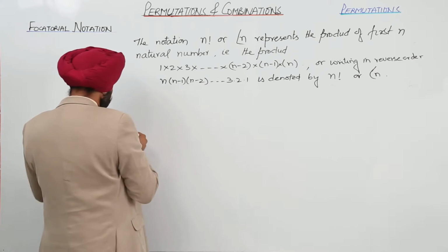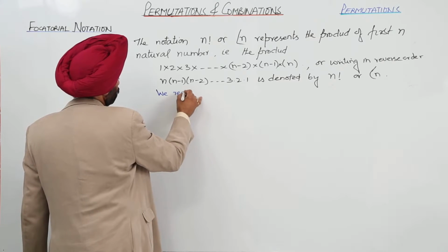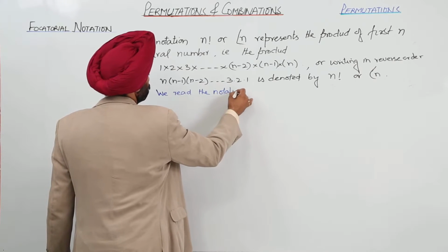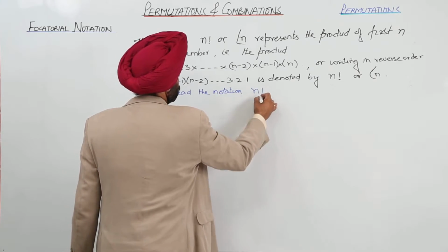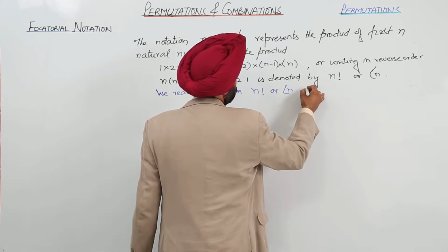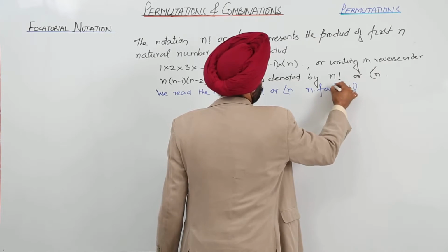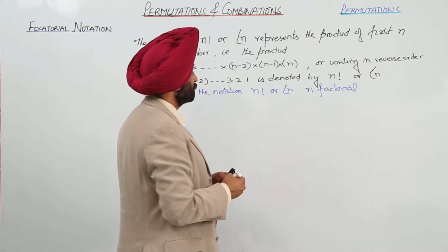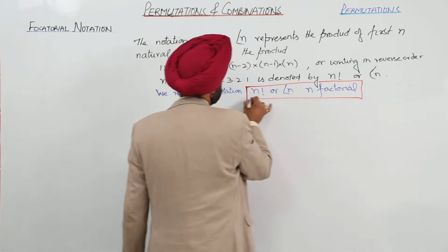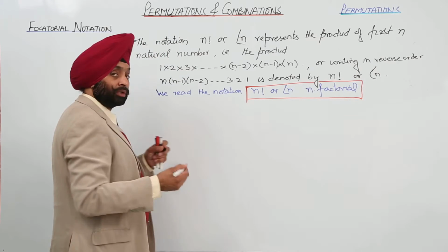Now we read the notation this one as n factorial. So in future we are going to use the word only n factorial like this one. It can be a factorial of any number. Now just look here at what I am writing now.